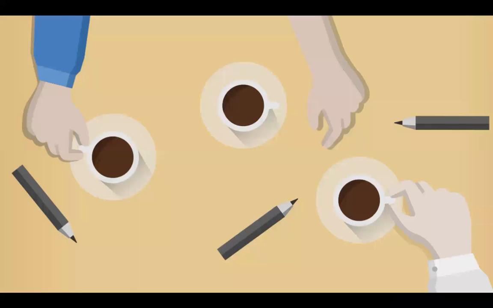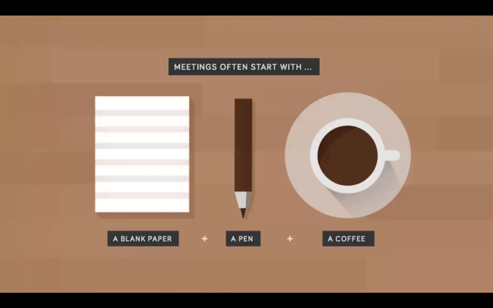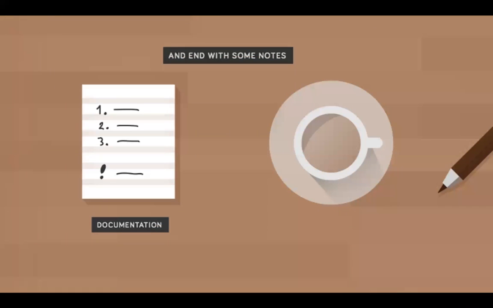So basically, back to meetings, I felt meetings were flawed. They often started from scratch, from zero, and often there was no structure, no documentation afterwards. On the other hand, some meetings I went to were overly structured. And this is the classic case that most people start with, a blank paper, a pen, and a coffee.